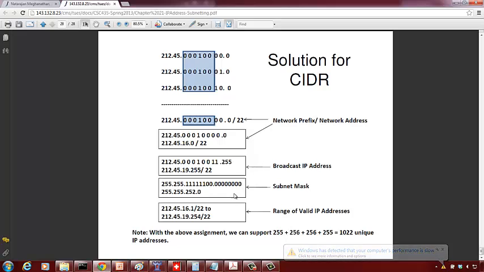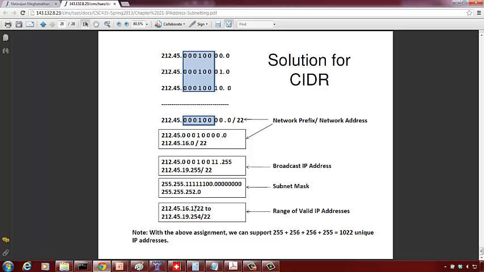Alright, so that's your subnet mask now. And then the range of valid IP addresses is everything in between, means 212.45.16.1/22, 16.2, 16.3 and so on. Then 17.0, even that 17.0 is a valid unicast IP address. Similarly, 18.0 is also a valid unicast IP address. 19.0 is a valid one. Even 17.255 is a valid one. 18.255, 16.255, everything is valid unicast IP addresses. The only thing that you cannot use as a unicast IP address is 16.0 and 19.255.